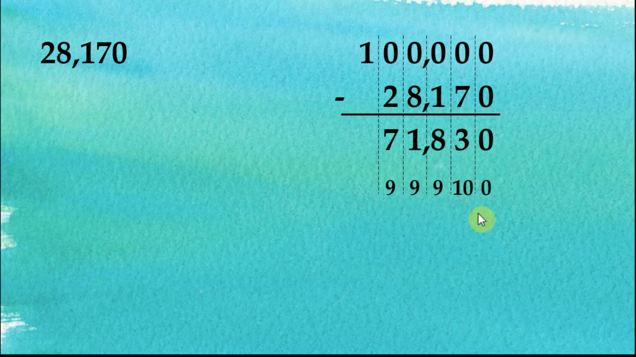And all other digits will be 9. So we should take notes that if a number ends with 0 or 00 or 000, the sum of that digit will be 0. And the sum of the digits next to this 0 will be 10. Okay, now let's see a few examples.